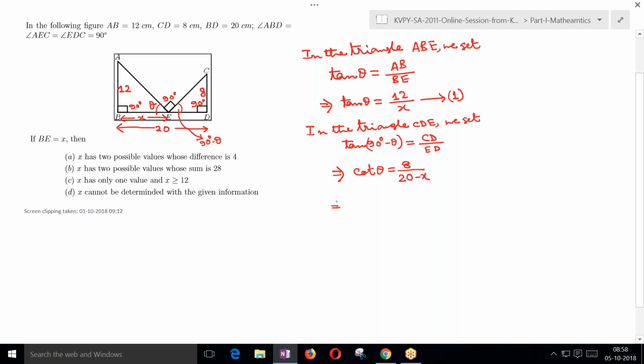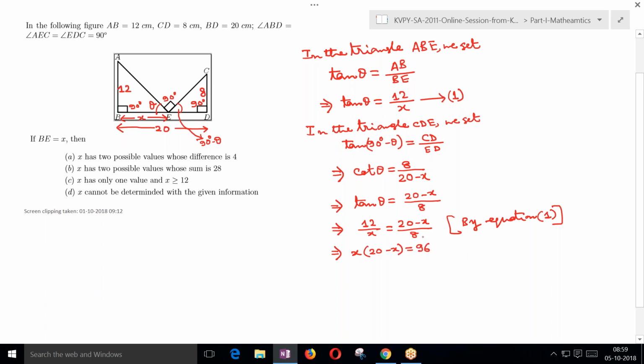So this implies what is cot theta? From here we can write tan theta is equal to 20 minus X by 8. Now what is tan theta? Tan theta from the equation 1, we get 12 by X is equal to 20 minus X by 8. So we can write in the bracket, equation 1. So from here we get X into 20 minus X is equal to 96.